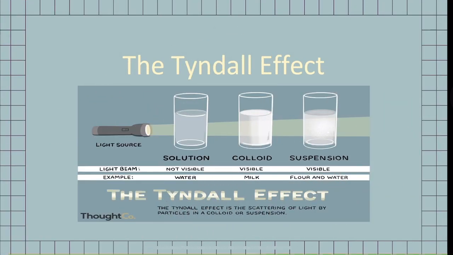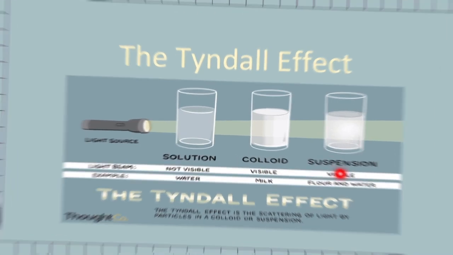Last thing I'm going to talk about is the Tyndall effect. The Tyndall effect is the scattering of light by colloidal particles or suspended particles in a transparent medium. So when a beam of light passes through a colloid or suspension, the light is scattered by the particles, making the beam visible. As you can see here, in the solution the light beam is not visible, but in the colloid and suspension, it is visible.